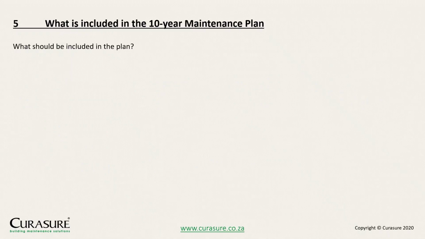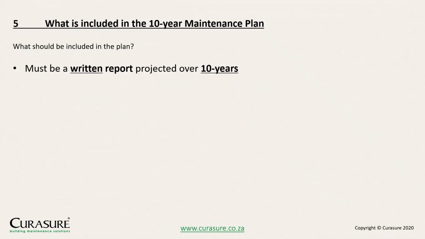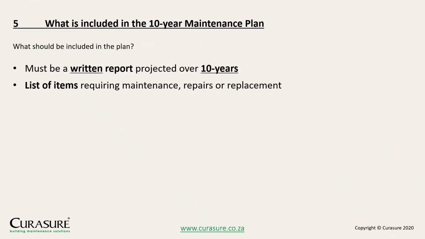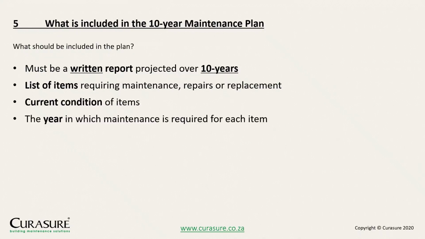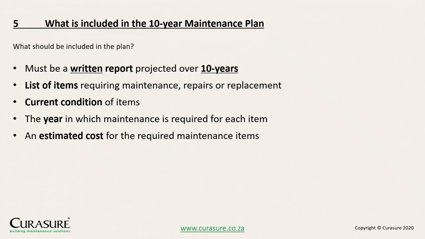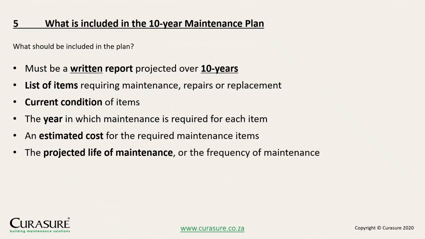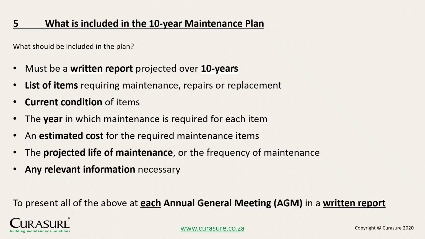What should be included in the plan? The 10-year maintenance plan must be a written report projected over 10 years. It must include a list of items requiring maintenance, repairs, or replacement. It must list the current conditions of items, the year in which the maintenance is required for each item, and an estimated cost for the required maintenance items, the projected life of maintenance or the frequency of the maintenance, and of course any relevant information necessary. To present all of the above at each annual general meeting in a written report.